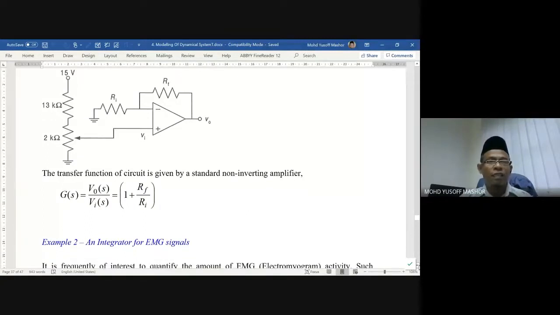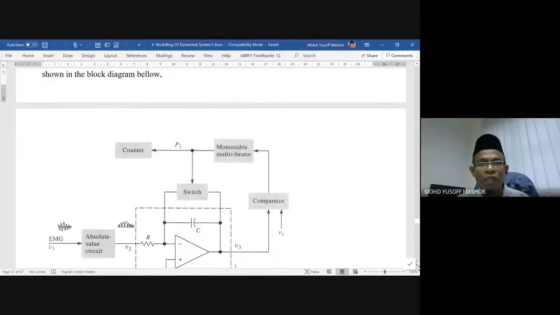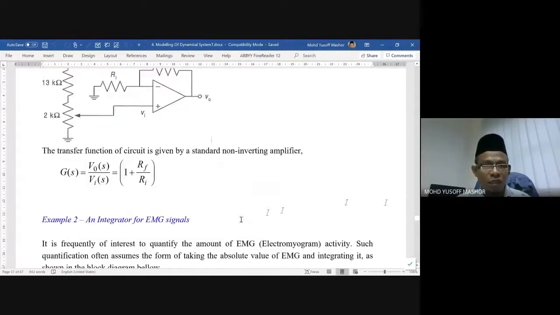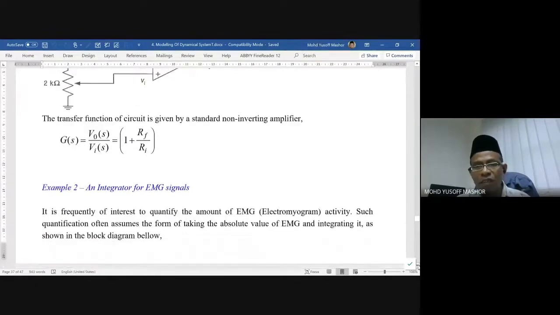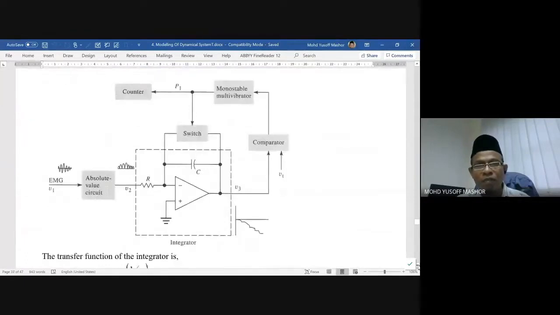Okay, the second example is an integrator for EMG signal. EMG signal is the muscle signal. So let's say we want to exercise to burn energy, or for regular exercise or anything. If we want to measure, the tool is called an integrator for EMG signal. So how are we going to measure whether we have spent enough time or produced enough work, so that we spend all the required energy that we should perform?